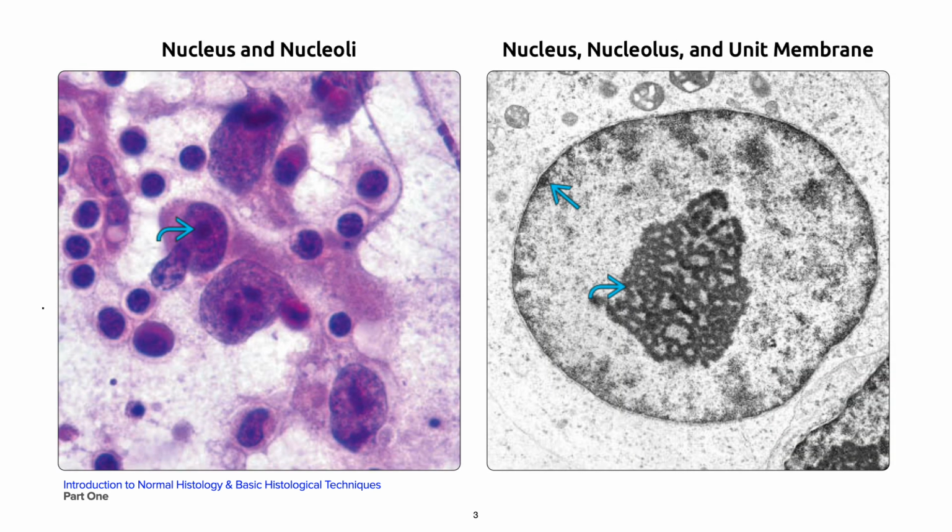Next is the nucleolus and the nucleoli. On your left, this is a touch imprint from a seminoma of the testis with a cluster of tumor cells and background lymphocytes. This demonstrates well-defined enlarged nuclei, each with at least one prominent nucleolus. That's showing you on this arrow on your left.